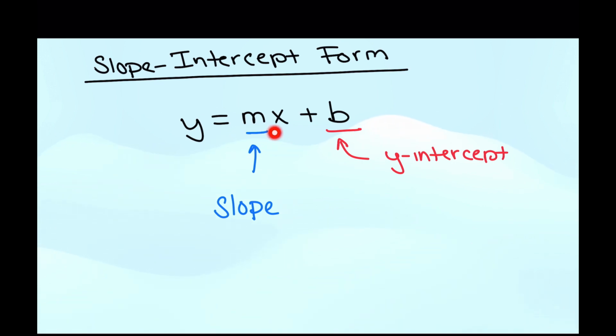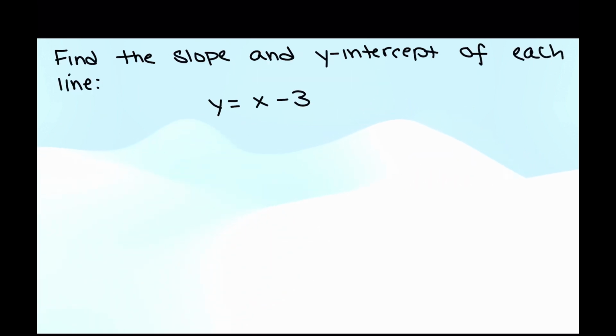The number in front of the x, we'll call that m, this is going to be a number or a constant, is always going to be the slope of the line. And the constant, the number without an x, is always going to be the y-intercept of the line. So let's see how this works with a few examples. Find the slope and the y-intercept of each line.